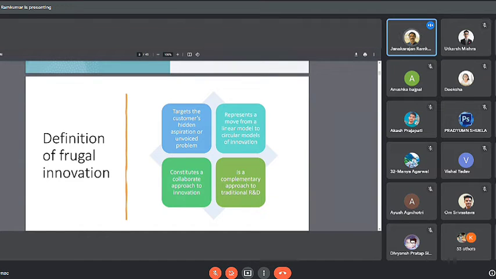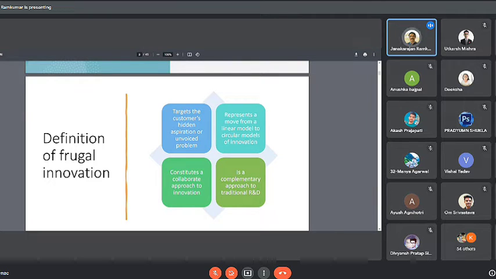So what is the definition for frugal? Target the customer's hidden aspiration or unvoiced problem. Try to understand what the customer will spell out, and what the customer will not spell out. Try to understand what the customer is not spelling out. That is the smartness. You try to find out what it is and try to develop solutions for it. Represent a move from a linear model to a circular model of innovation.